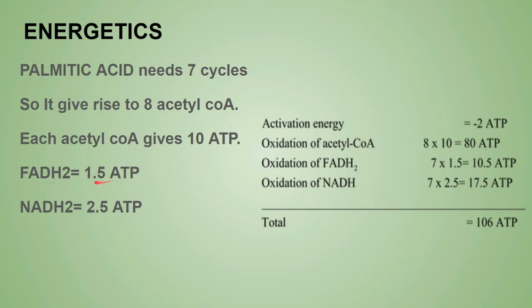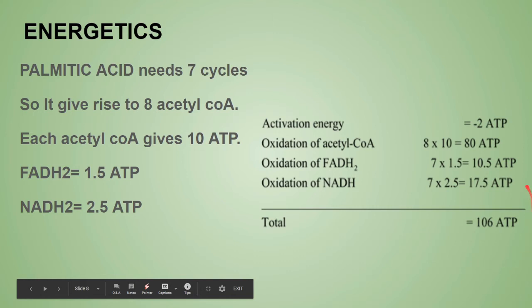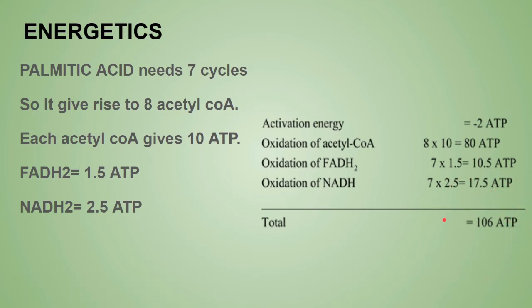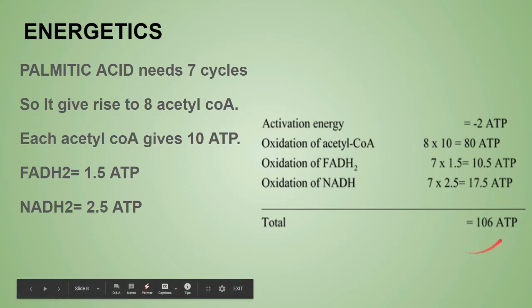FADH2 gives 1.5 ATP and NADH2 gives 2.5 ATP. So over here, oxidation of acetyl-CoA will give 8 into 10, that is 80. FADH2 and NADH2 are 7 each only, so 7 into 1.5 and 7 into 2.5 will give the respective ATPs. And over here the activation energy is also needed, so it will use 2 ATPs, so we will subtract that. So at the end we will get a gross total of 106 ATPs from this beta oxidation of fatty acid, or we can say palmitic acid of 16 carbon atoms.